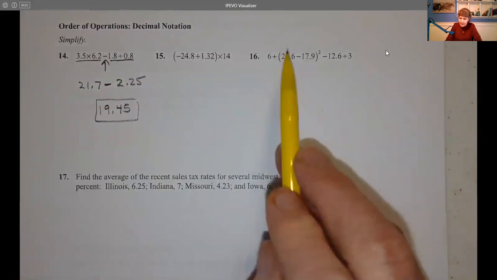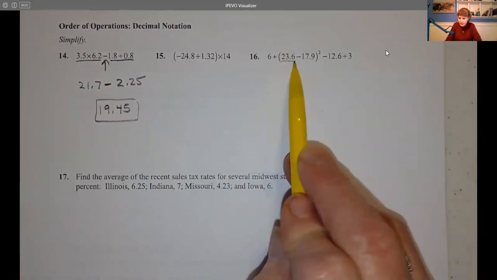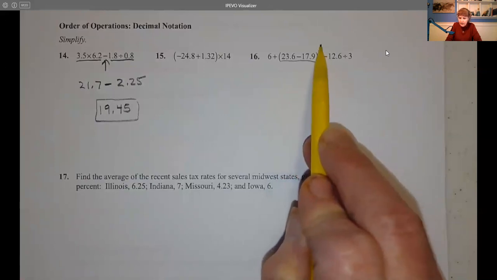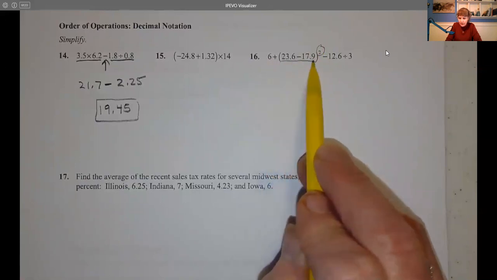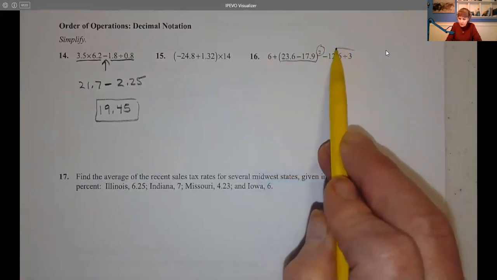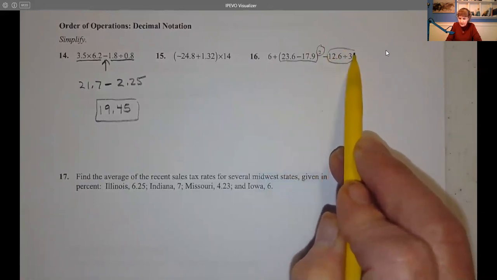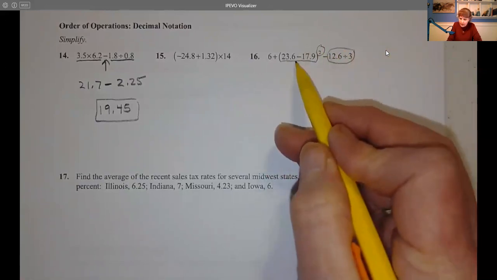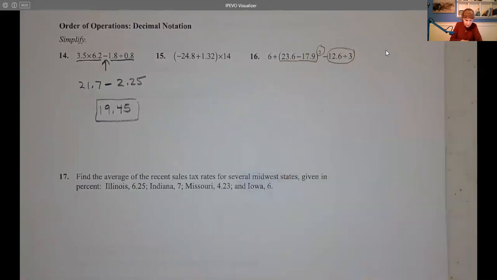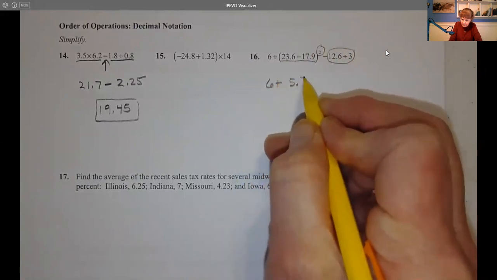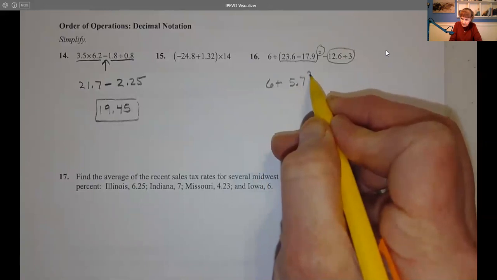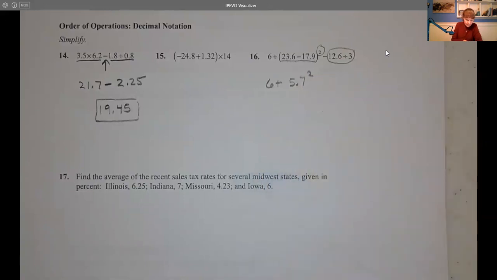On something like this here, like number 16, you do parentheses, I would subtract, and then I would square it, and then you would come back and take 6 plus what you get here, and then, oh, I forgot, I didn't see that division, I would do that division there. So in this case, this right here, 23.6 minus 17.9 gives you 5.7. And then you have to square it. So I will square it on my calculator.